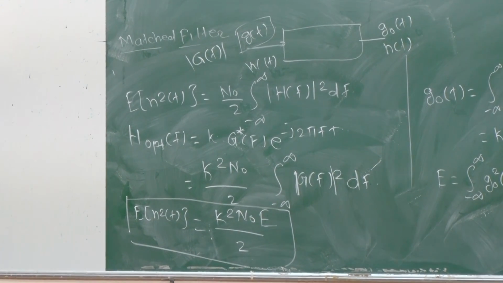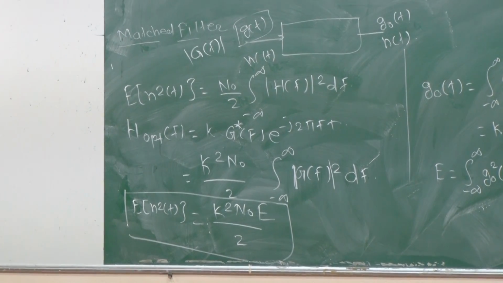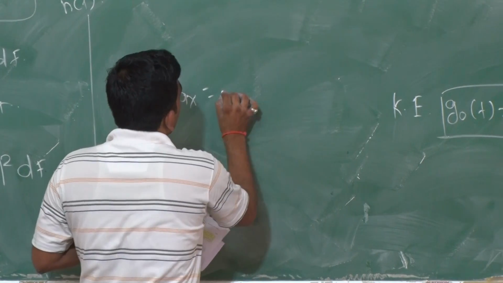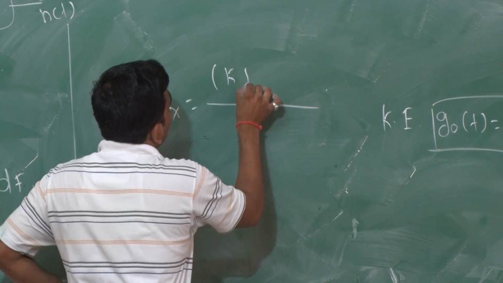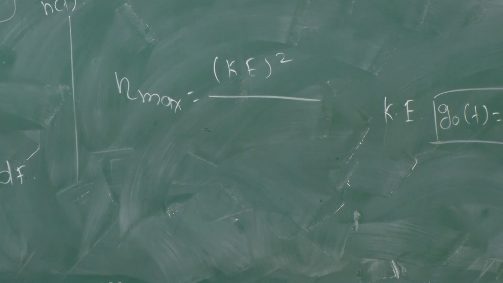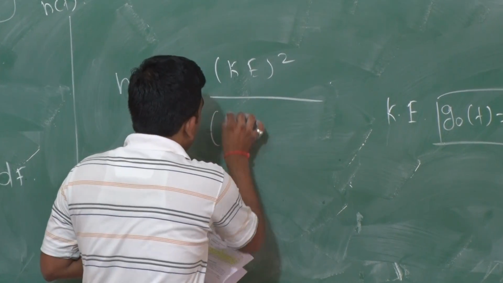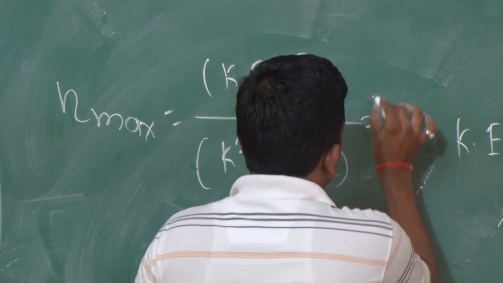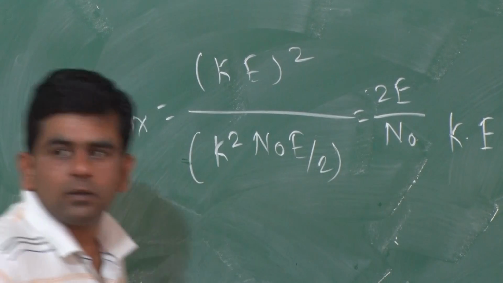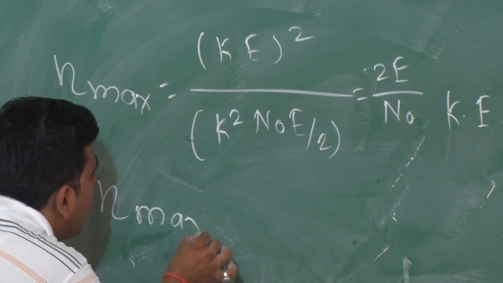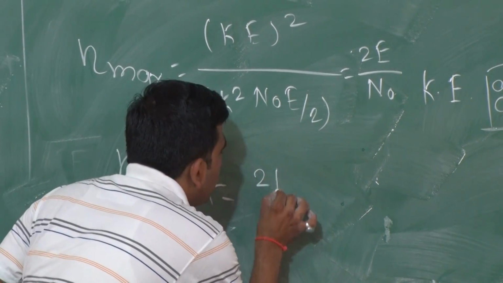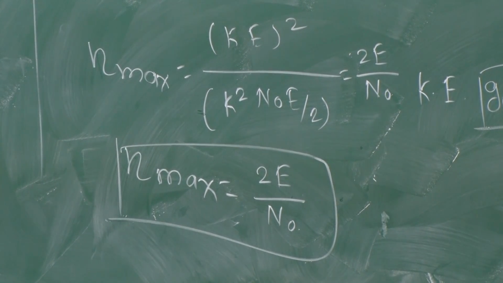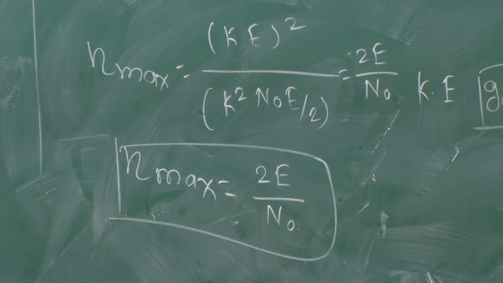Now we have to find out your filter response or output signal to noise ratio. For output signal to noise ratio, eta max, that is given as K into E square, g of t naught square, divided by K square into N0 E by 2. So that is equal to 2E divided by N0. So here we will get maximum output signal to noise ratio, that is equal to 2E divided by N0. In this way, we will get maximum output signal to noise ratio, that is equal to 2E divided by N0.